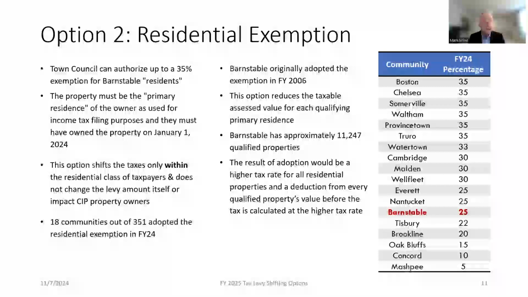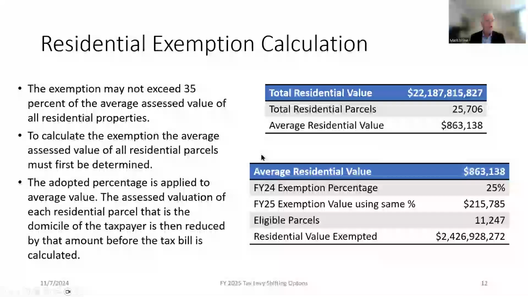That changes every day. And the result, if this were implemented, would be a higher tax rate for all residential property owners and a deduction from every qualified property's value before the tax is calculated at the higher tax rate. So here's how we determine the value of the residential exemption. We take the total residential value and divide it by total residential parcels, and that gives us an average residential value of $863,000.